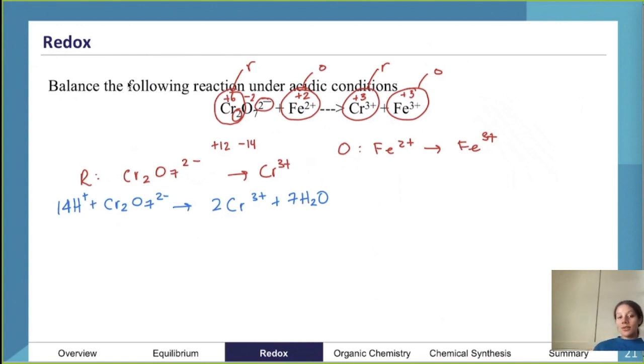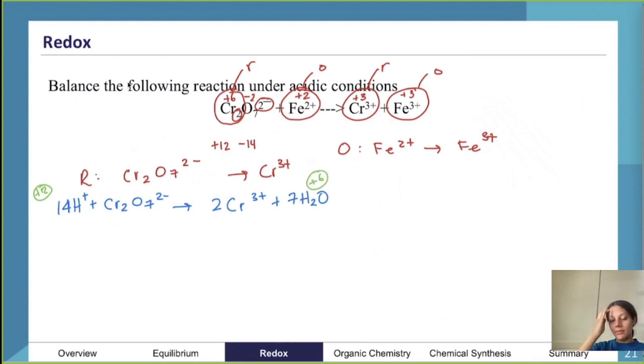Now, our last step is to balance our charges. We're going to add up the charges on the reactant and product sides and then add electrons to balance it out wherever we need. For our left-hand side, we have 14 H plus and one molecule that's 2 minus, which gives us a total of plus 12 on this side. On the right-hand side, we have a 3 plus ion and we have 2 of them. Water is neutral, so the total charge is plus 6.